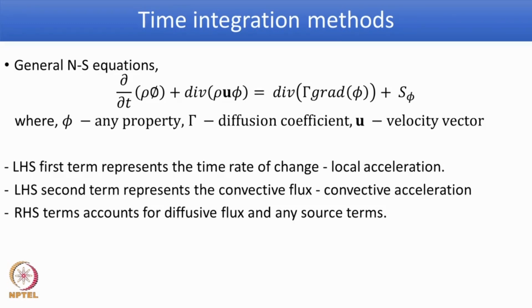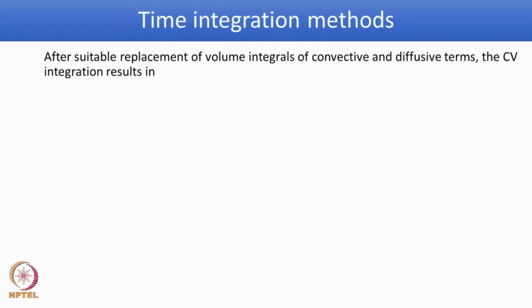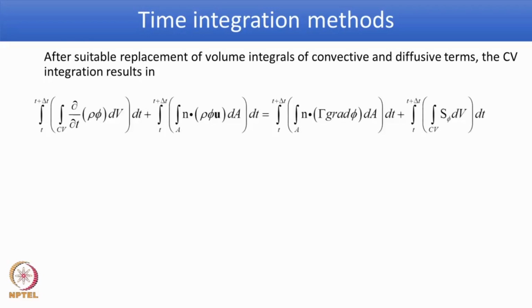To recognize the terms, on the LH side, the first term represents the time derivative change, otherwise it is local acceleration. The second term is a convective flux, and on the right side, the diffusion term or any other source term. So, we perform the time integration on the control volume. After suitable replacement of volume integrals of the convective and diffusion terms, the CV integration results as shown here.